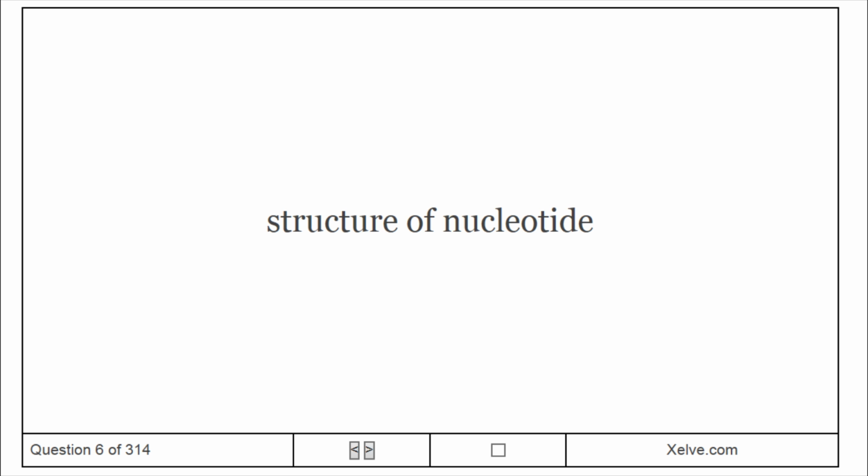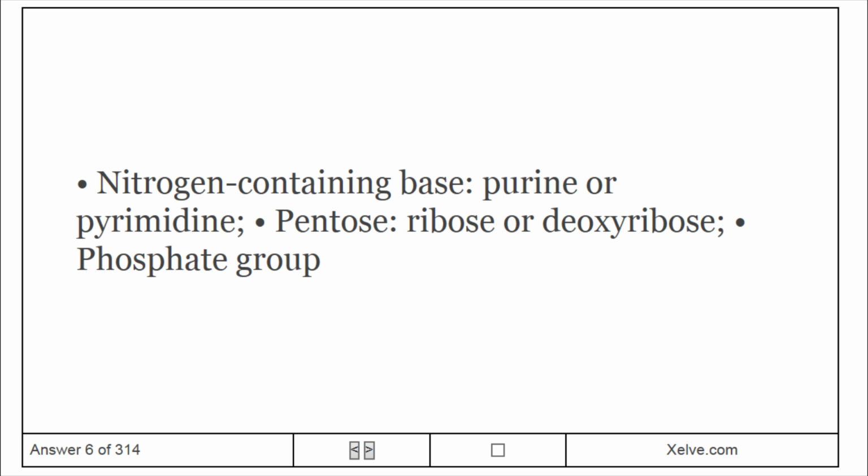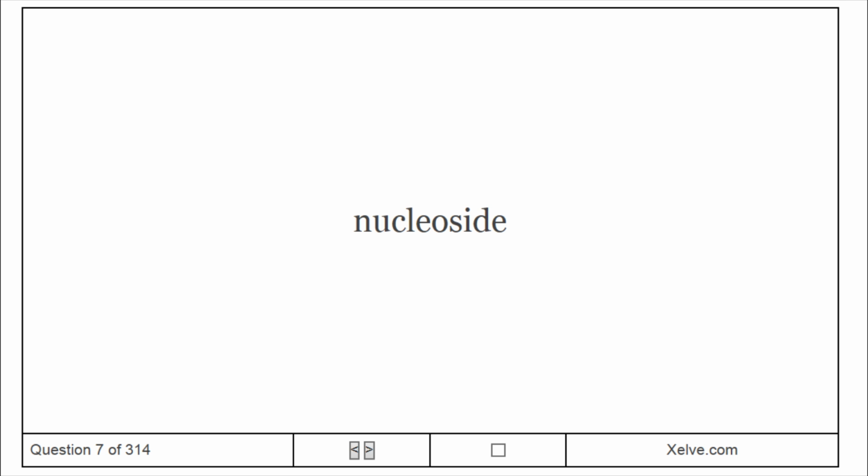Structure of nucleotide. Nitrogen-containing base, purine or pyrimidine, pentose, ribose or deoxyribose. Phosphate group. Nucleoside: base and pentose.